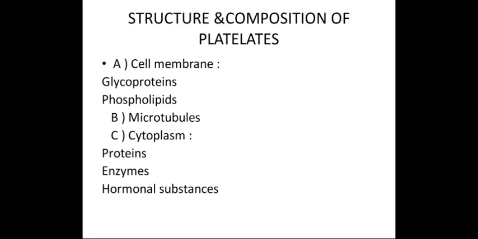The cell membrane of platelet contains lipids in the form of phospholipid, cholesterol, glycolipids. It contains carbohydrate as glycocalyx and it contains glycoproteins and proteins. Of these substances, glycoproteins and phospholipids are functionally important.